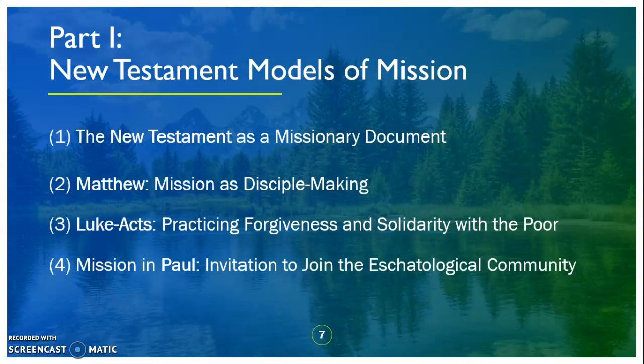And then he gives us 3 examples. For Matthew, the Gospel of Matthew, the approach to mission is primarily mission as disciple making, which is different from Luke-Acts, where the focus is on practicing forgiveness and solidarity with the poor. And then he also highlights how Paul understands mission, where mission is an invitation to join the eschatological community.